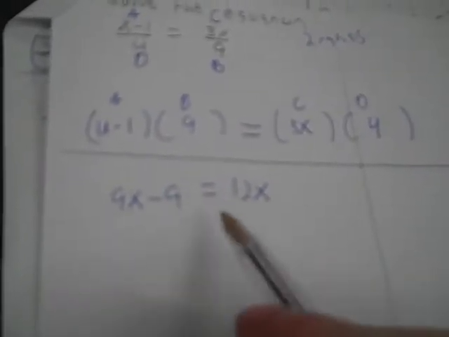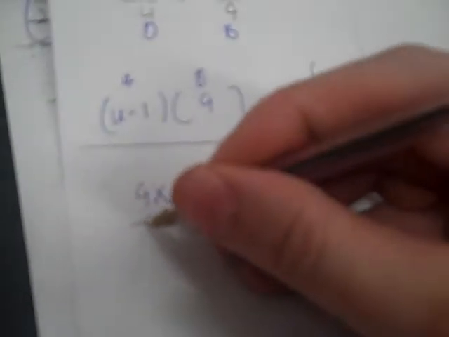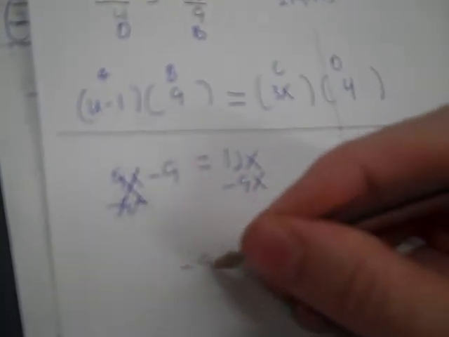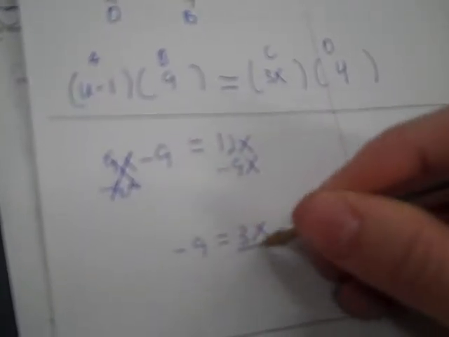And then 3x times 4 is 12x. So there's only one answer to this because your x's are both to the first power. Now get them on the same side. I would not have to do any factoring or anything like that. So negative 9 equals 3x. Divide by 3, divide by 3. That ends up being negative 3.